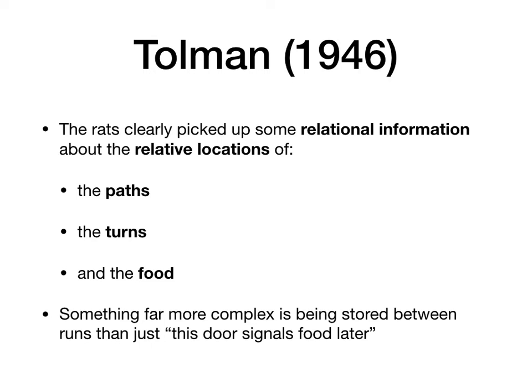They didn't need the old path to be there to make sense of, oh wait, I know I'm in a broader context. There's a new path that leads more directly to my desired location, because that's where food typically exists. So there's something a lot more complex going on here than just door signals, turn signals, food. It's something where the rat is able to make sense of the spatial layout of their environment.